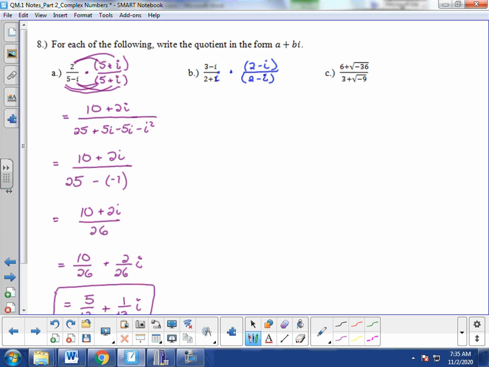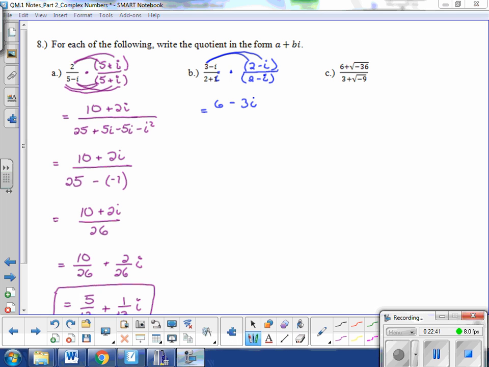So if I distribute 3 times 2 in the numerator, 3 times 2 will give me 6. And then I can take 3 times the negative i to give me negative 3i. Then we're going to distribute the negative i as well. So negative i times 2 is negative 2i. Negative i times negative i would give me a positive i squared. This is all in the numerator.